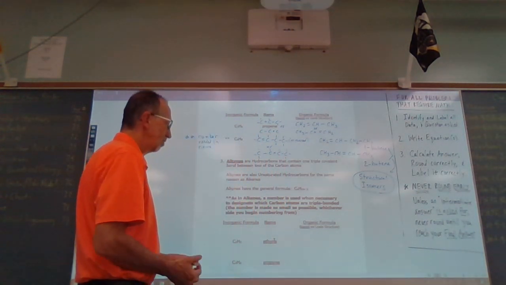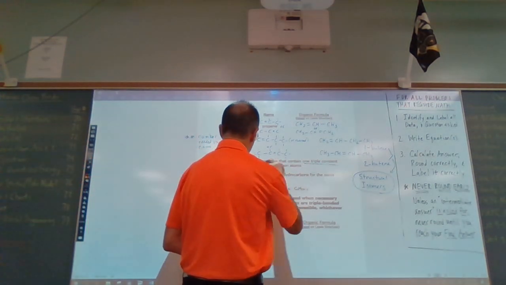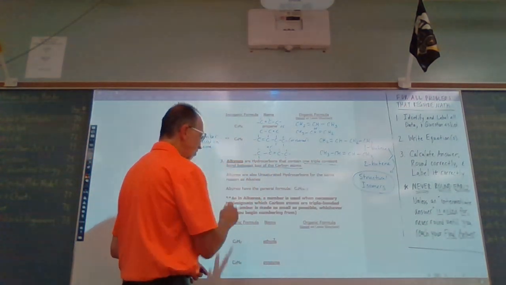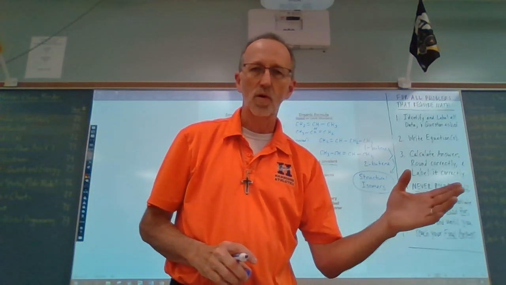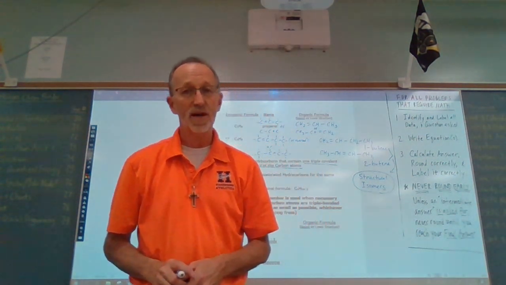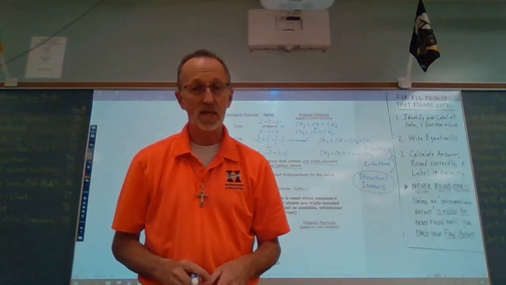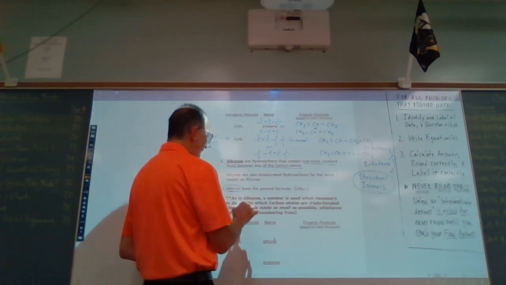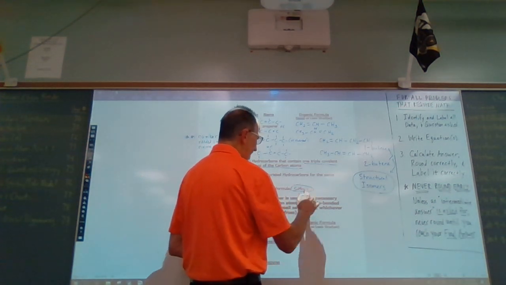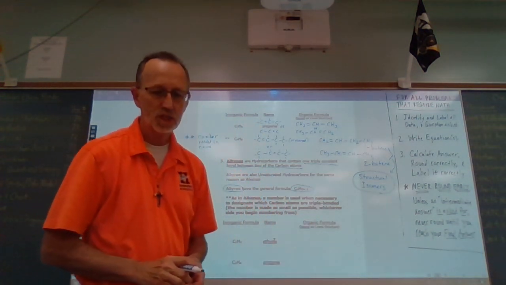Alkynes are hydrocarbons that contain one triple bond between two of the carbon atoms. So now we're adding a triple bond, or we're throwing in a triple bond rather than all singles as in an alkane. What that's going to do is change the number of hydrogens. Now, from an alkane, it's going to reduce it by 4. So alkynes have the general formula CnH2n-2.